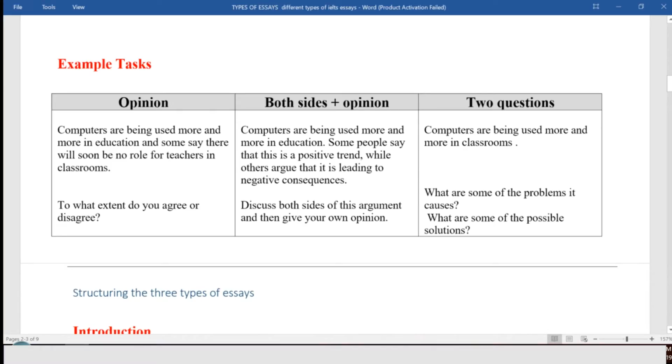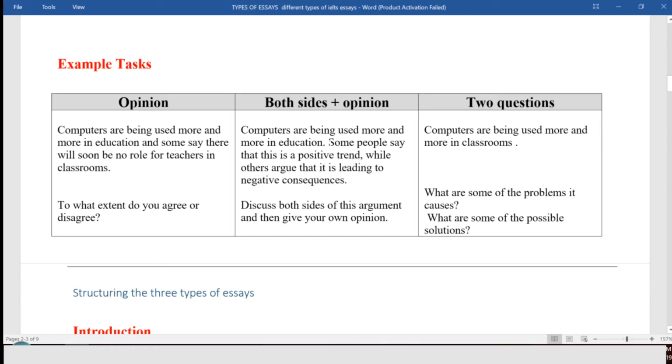So the next type is our both sides and an opinion essay. And as I said, I've changed the topic slightly. They normally end up as longer topics because we've got to get this idea of there being two sides to an argument, whereas back here the statement can just cover one single side of an argument. So here we've got two sides. Computers are being used more and more in education. So that just generally introduces the topic. Some people say this is a positive trend, while others argue that it's leading to negative consequences.